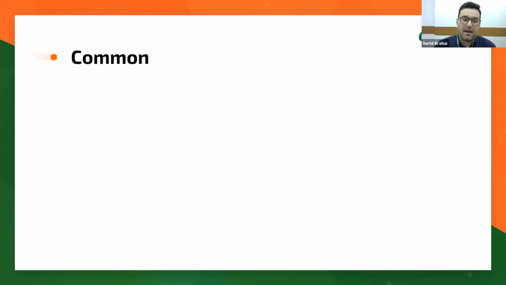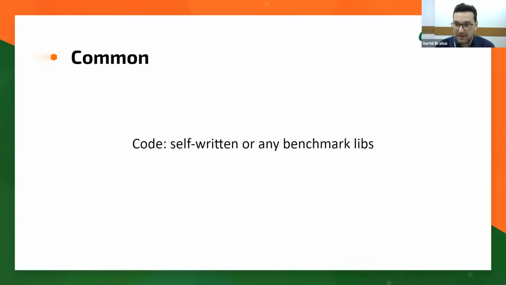So let's start with the common ones. By common tools that can help you everywhere, of course, I mean code. You can use either self-written code or benchmarking libraries. With self-written code, you can measure everything you want by using, as I said before, the timers and special timing tools from different languages. But I prefer using benchmark libraries, which are already written and have every statistic I want built in.